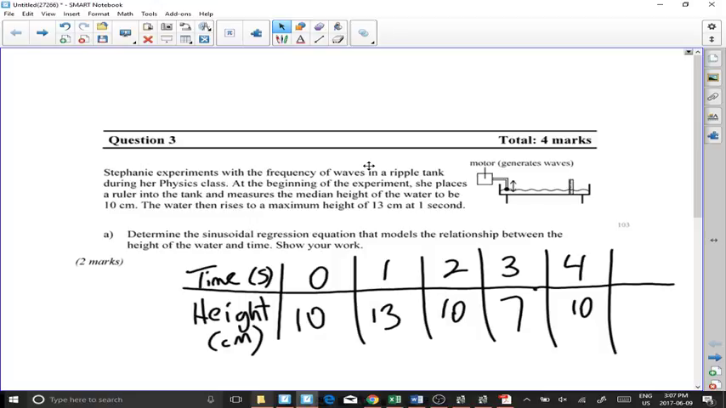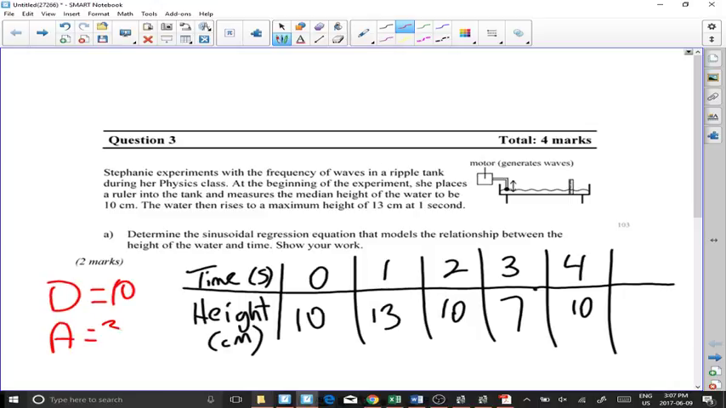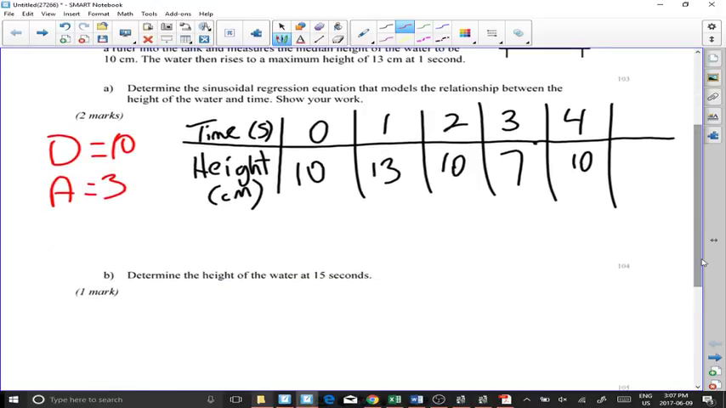Now, there's nothing wrong if you want to, and the majority of applied students will probably just punch this into the graphing calculator and find the regression formula, and there's nothing wrong with that. But we do have the skills to do this without that, because like we just said, D is 10. A is 3. Then we got to figure out B. Well, what's the period? The period's going to be 4 seconds.